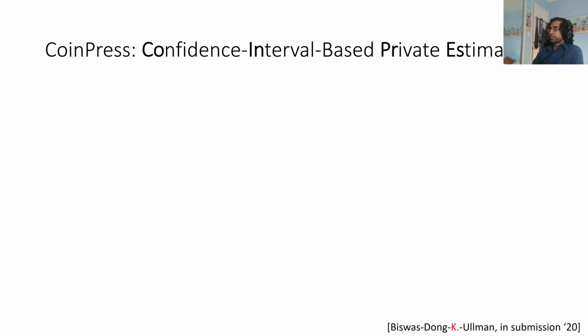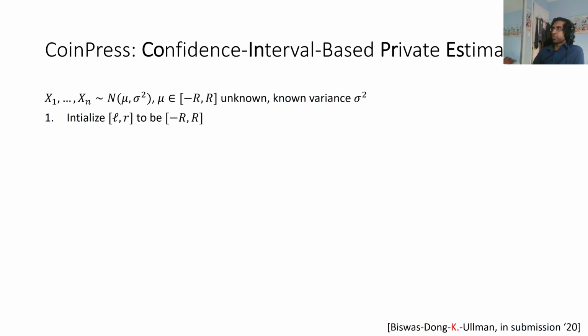So here you can see CoinPress. CoinPress stands for Confidence Interval-Based Private Estimation. Like I said, the setup is that we're going to have a data set which is generated from sub-Gaussian with unknown mean and known variance, where the mean is bounded. The first thing we're going to do is initialize this interval L comma R to be the initial bounds on where we know the mean lies. The idea is that this interval L comma R will always be a confidence interval for the true mean, and we're going to start with it as wide as necessary, and then shrink it over the iterations of the algorithm until we're satisfied with how narrow it is.